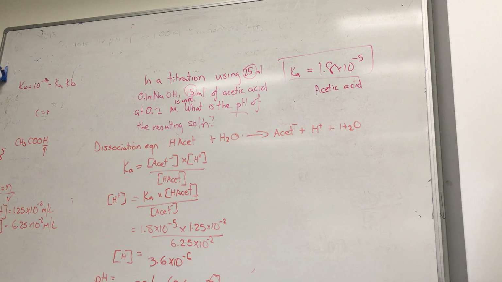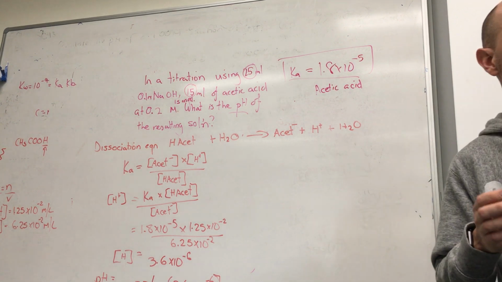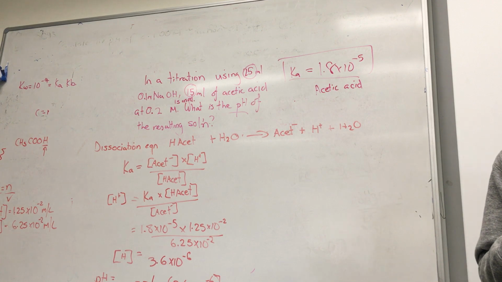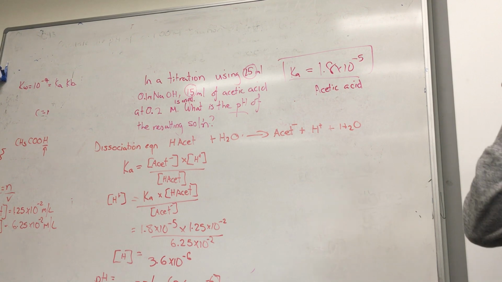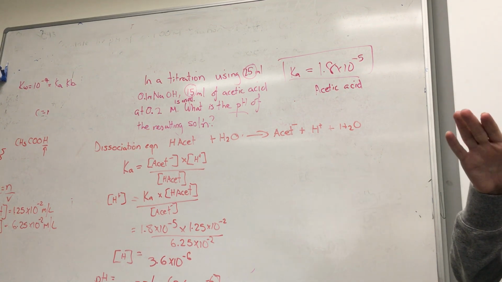That's actually not too bad. Can I make this mildly more complicated? No. Actually, I do have a question. With the Ka for acetic acid, you were given that. You didn't figure that out. No, you were given that. It's a constant.